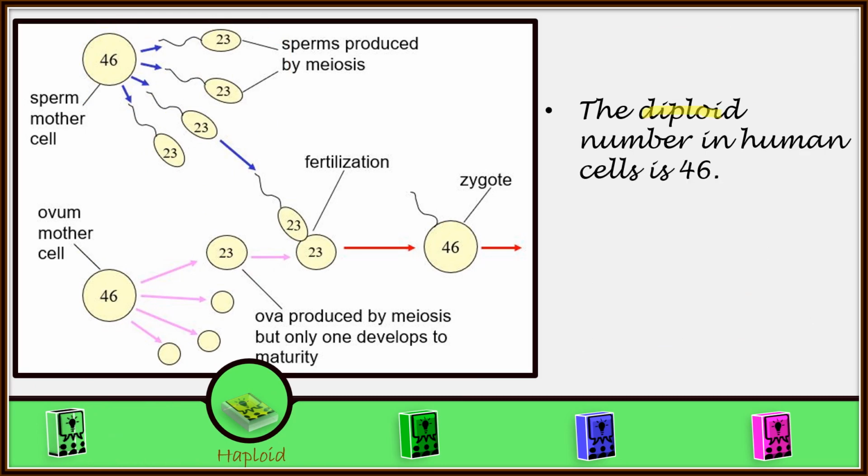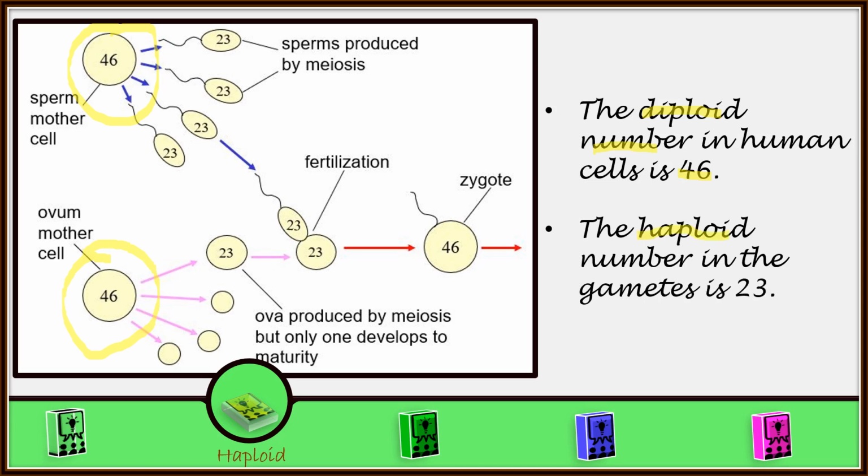The diploid number in humans is 46. So the diploid number of chromosomes in the human cells is 46 chromosomes. Then the haploid number in the gamete is 23, meaning that the gametes are having 23 chromosomes. Therefore, they are half the number of the parent cells.